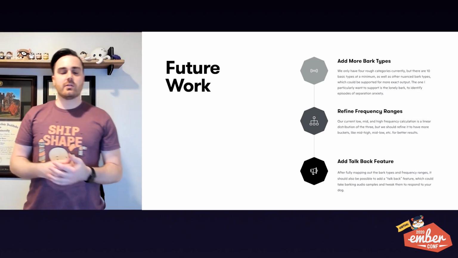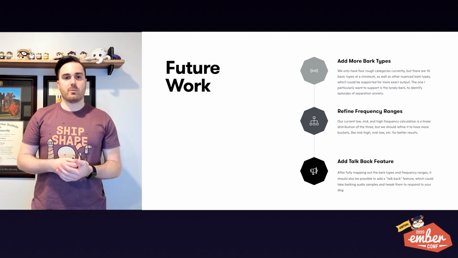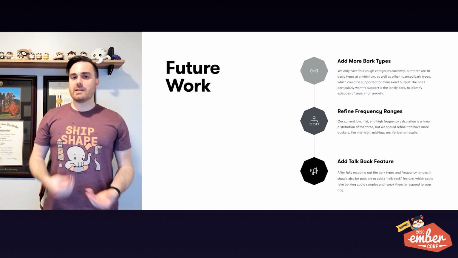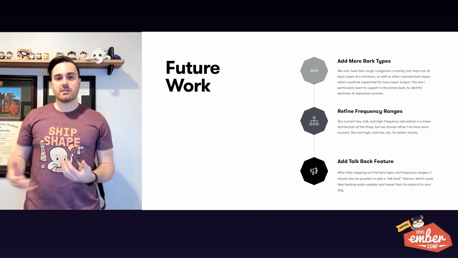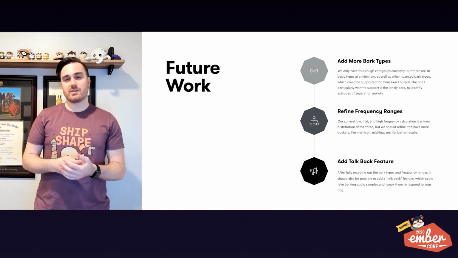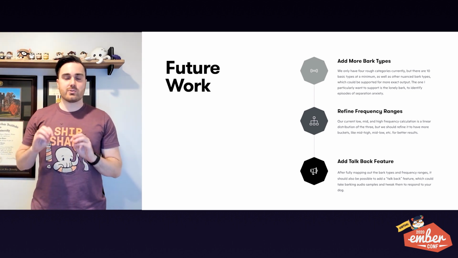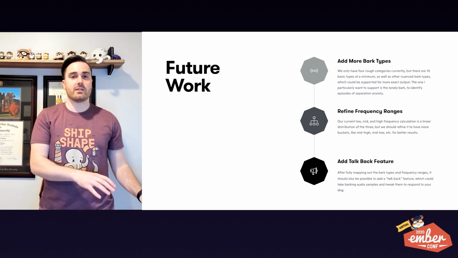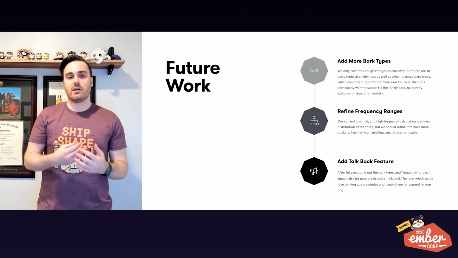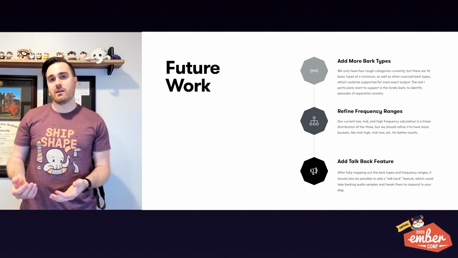And in the future, there are several things we could do. We can add more bark types. We basically have only those 3 to 4 rough categories now, but there are at least 10 basic minimum types, and we could support those. The one that's most interesting to me would be to support the lonely bark, where it's a string of barks followed by a long period of silence followed by more barks, because that's saying, is anyone there? I'm lonely. And that would help you identify episodes of separation anxiety for dogs that have problems with that.